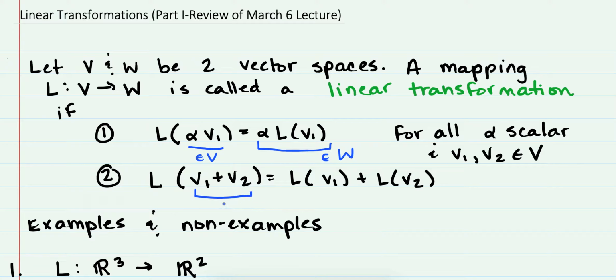V1 plus V2, this is inside V, but when you apply L to it, you're inside W. So here you're adding inside V, but this is inside W when you apply L to it. And so now you have addition in the vector space W. So here you have addition in this vector space V, and here's addition inside W.